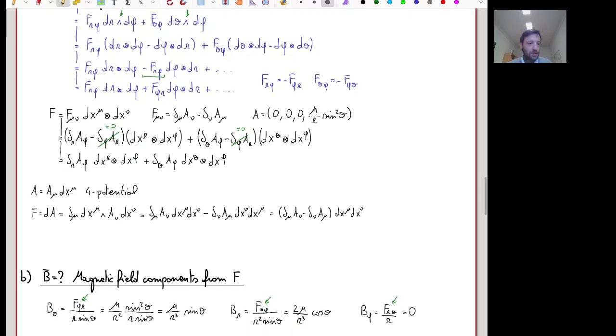So that's it. This is going to be the equivalent of the four potential, that's our four potential vector of electrodynamics, and F is indeed our electromagnetic tensor.